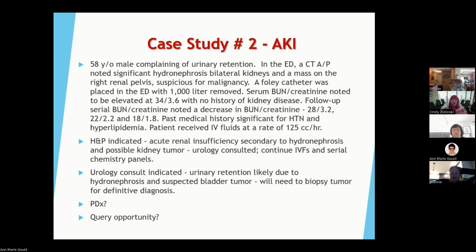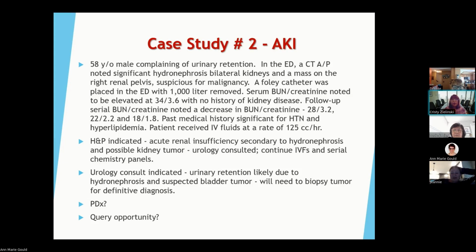Okay, number 2, 58-year-old male complaining of urinary retention. In the ED, a CAT scan of the abdomen and pelvis noted significant bilateral hydronephrosis and a mass on the right renal pelvis, suspicious for malignancy. A Foley catheter was placed in the ED with 1,000 cc removed.